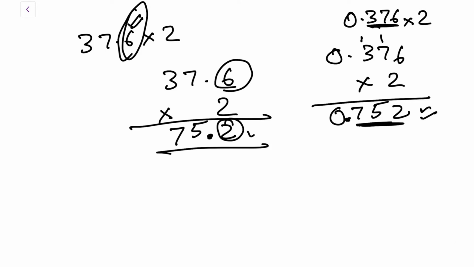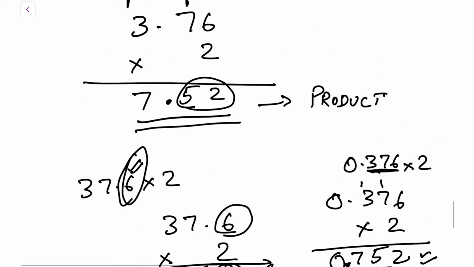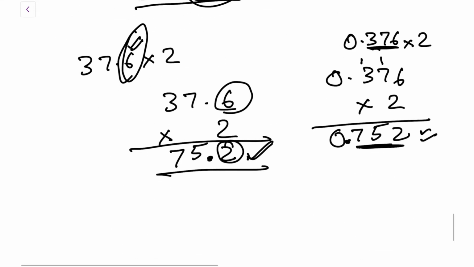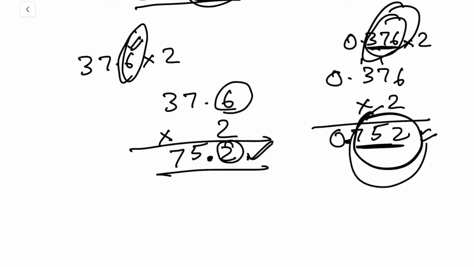So as you can see, if the multiplicand has one decimal place, the product will have one decimal place. If the multiplicand has 2 decimal places, the product will also have 2 decimal places. If the multiplicand has 3 decimal places, the product will also have 3 decimal places. This is a very important concept to understand when you multiply decimals. Okay.